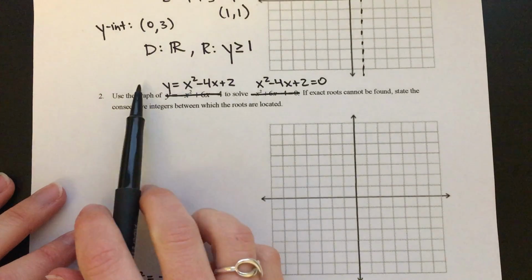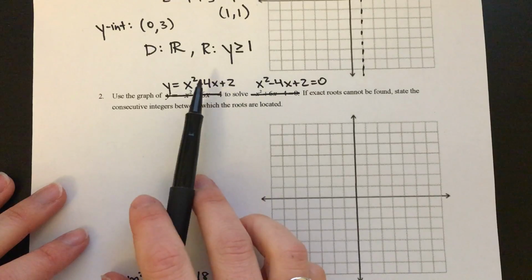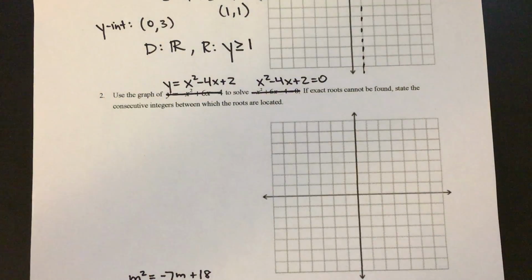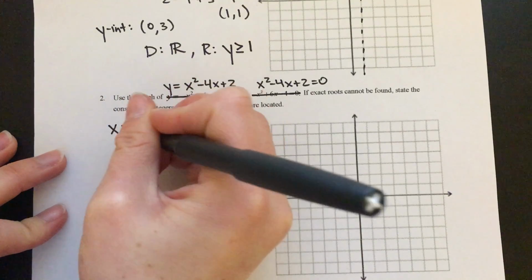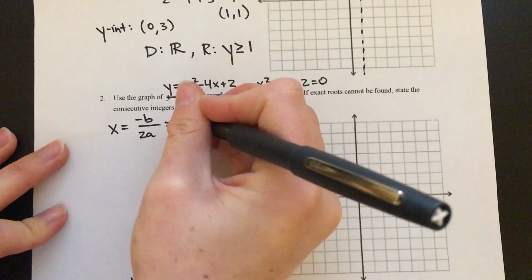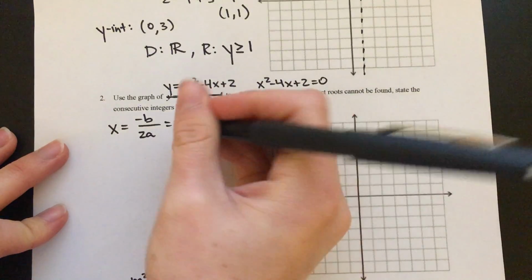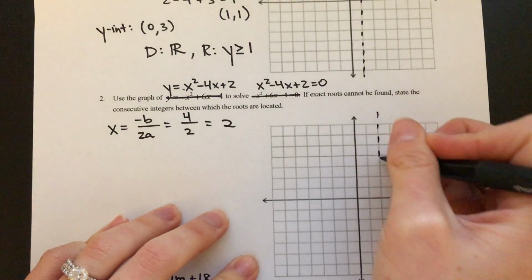Second type, you're going to be using the graph of this function right here to solve this equation. So graphing it is going to be basically what we just did with number 1. So let's run through that again. So my axis of symmetry is going to be negative b over 2a. So opposite of b would be 4. Doubling this value right here would be 2. So that comes out to be 2. So that's going to be your axis of symmetry.